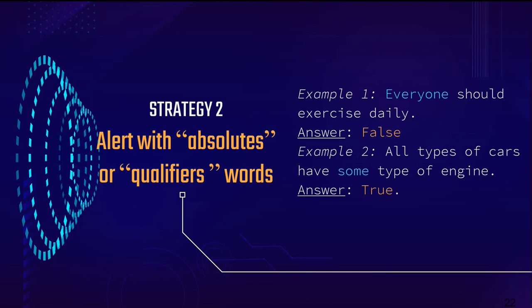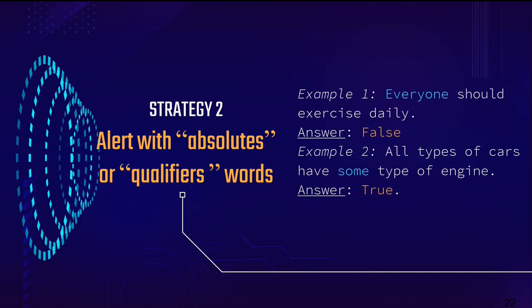For example 1, everyone should exercise daily. The answer is false. Due to the word everyone, there are many people who should not exercise daily and people who may be unable or prohibited from doing any exercise.